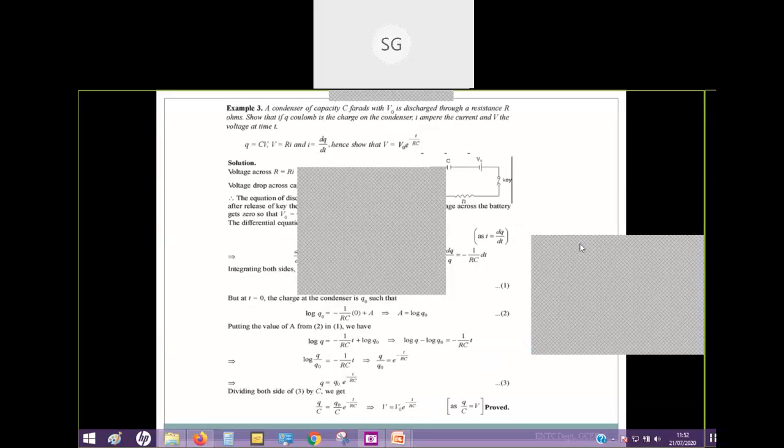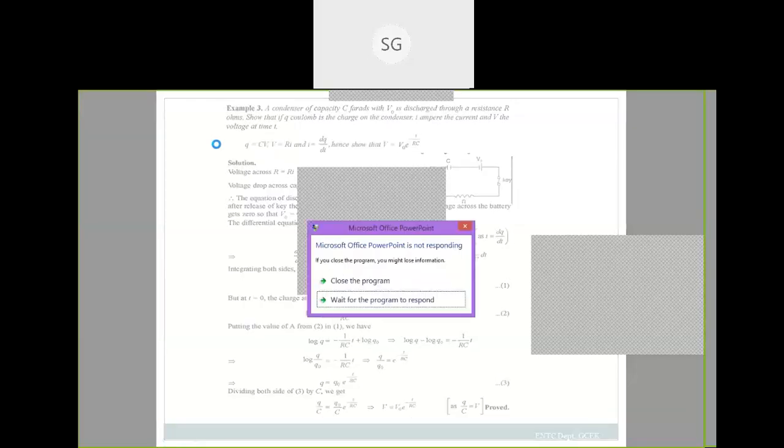Yes. So is this example clear to you? Then we'll go to the next example. My laptop screen is hanging.